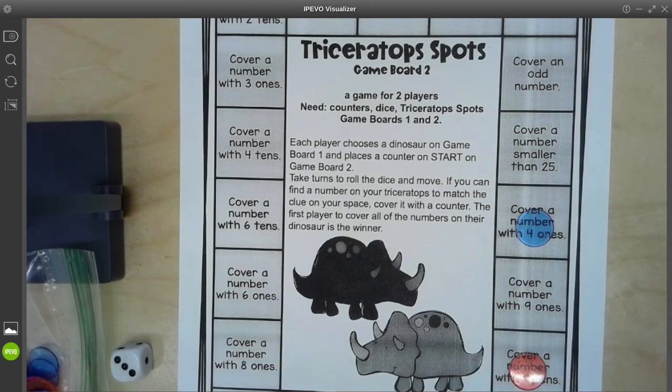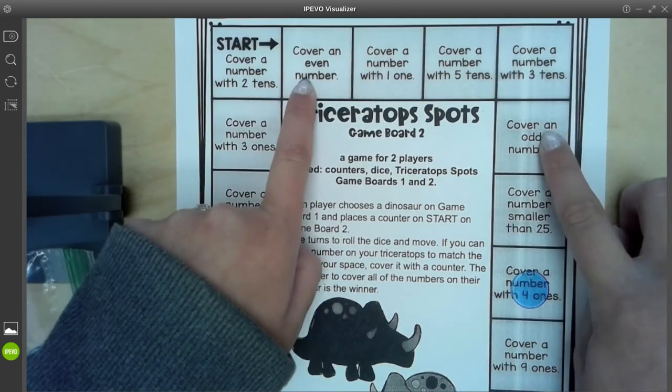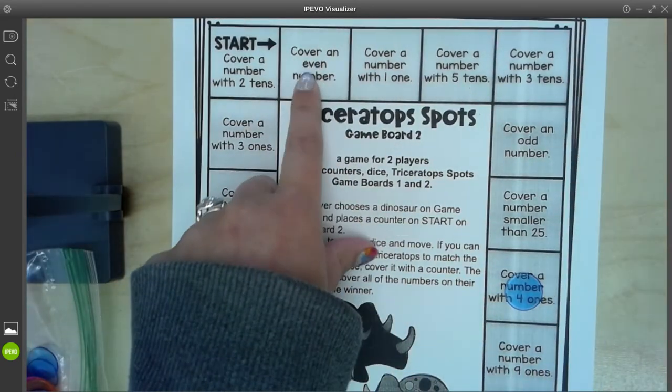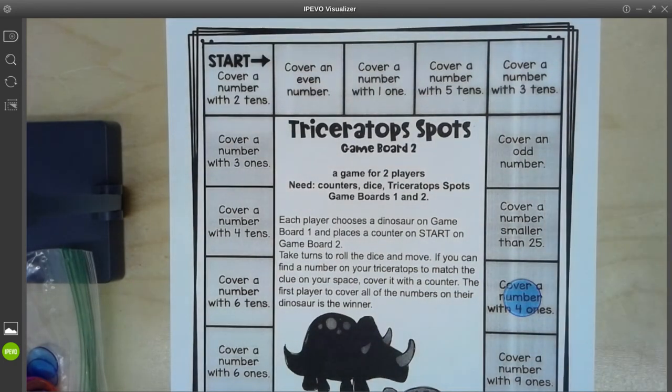So you would keep going, rolling for red, rolling for blue, covering up if you can. If you don't, you just kind of skip your turn. And I did see on here, guys, that there's a couple, or I've seen this one for sure. It says cover an odd number, and this one says cover an even number. So even numbers are going to have a 0, 2, 4, 6, or 8 in the 1 spot. And odd numbers are going to have a 1, 3, 5, 7, or 9.